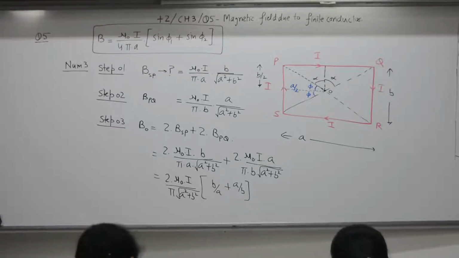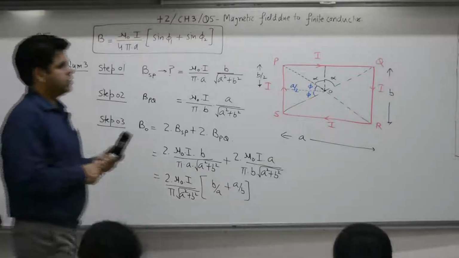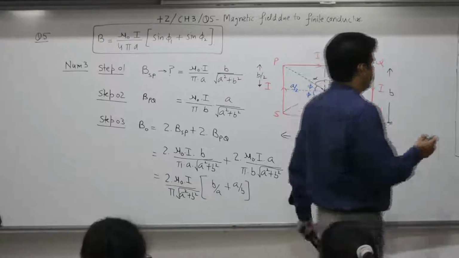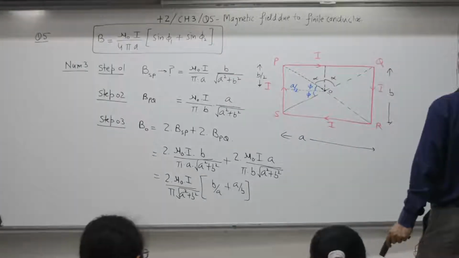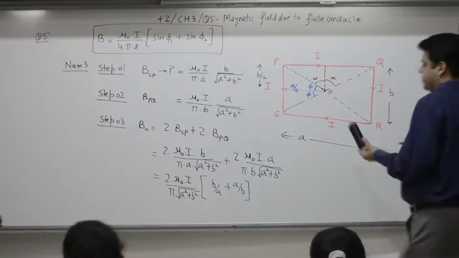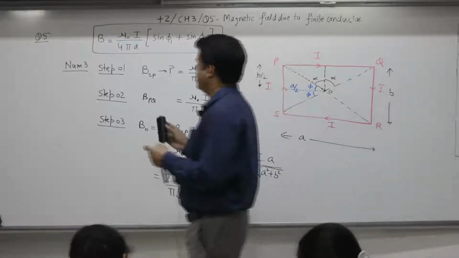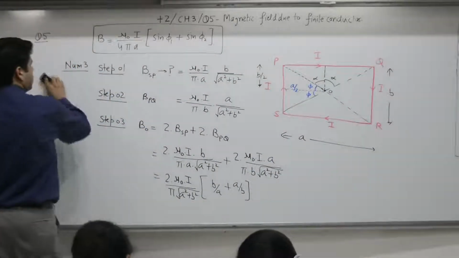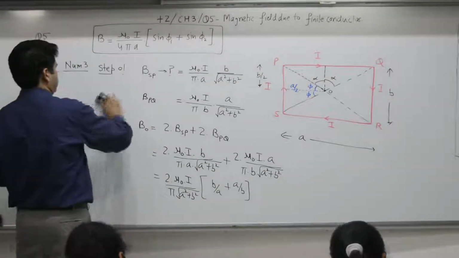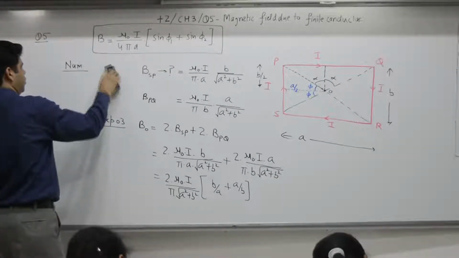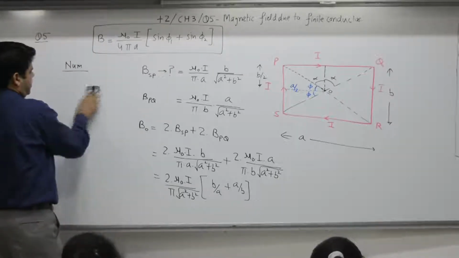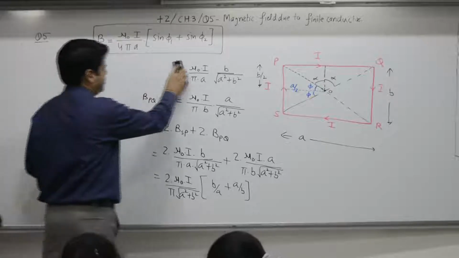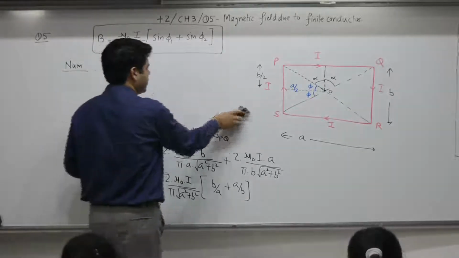Numerical number 9. This was numerical number 2, 3. Try numerical number 9. Draw the diagram. It is an objective question. You can answer it in 2 minutes.